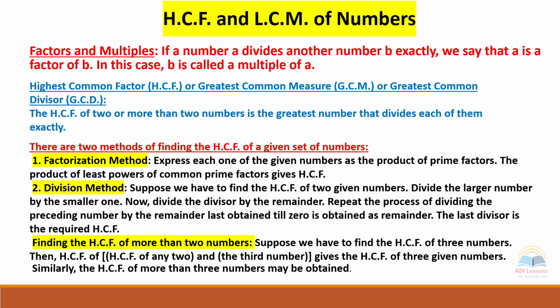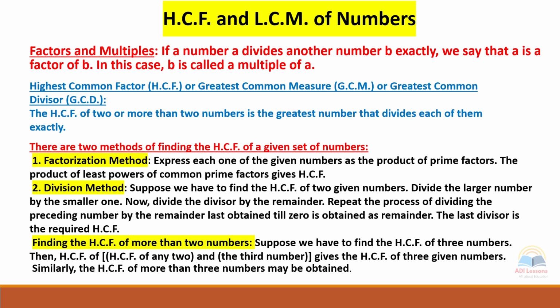Factors and multiples. If a number a divides another number b exactly, we say that a is a factor of b. In this case, b is called a multiple of a. Highest common factor HCF or greatest common measure GCM or greatest common divisor GCD. The HCF of two or more than two numbers is the greatest number that divides each of them exactly.